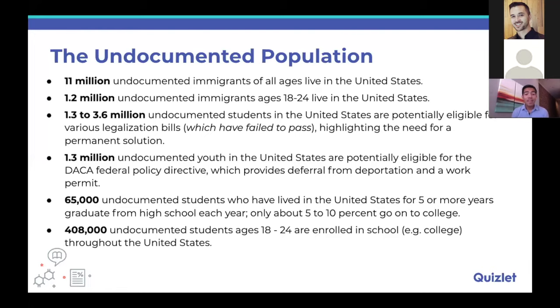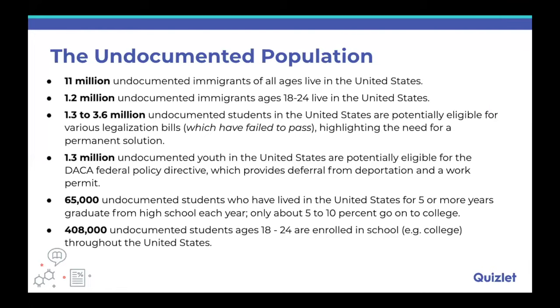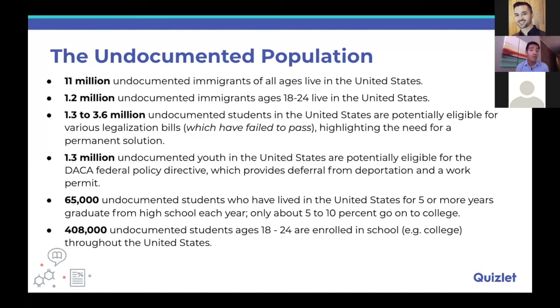About 65,000 undocumented students who live in the US for 5 or more years graduate from high school every single year, but only about 5 to 10% of them go on to college. Reasons for this vary, but for a lot of students, the main barrier to continuing their education is being able to pay for university. It's really expensive and there's no federal financial aid. Sometimes it's also lack of information or lack of resources.